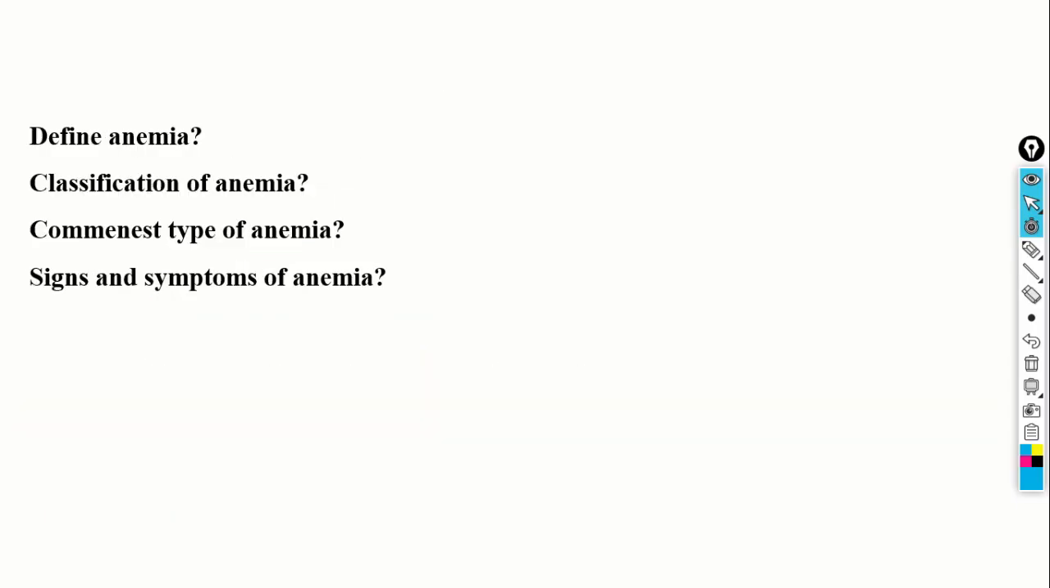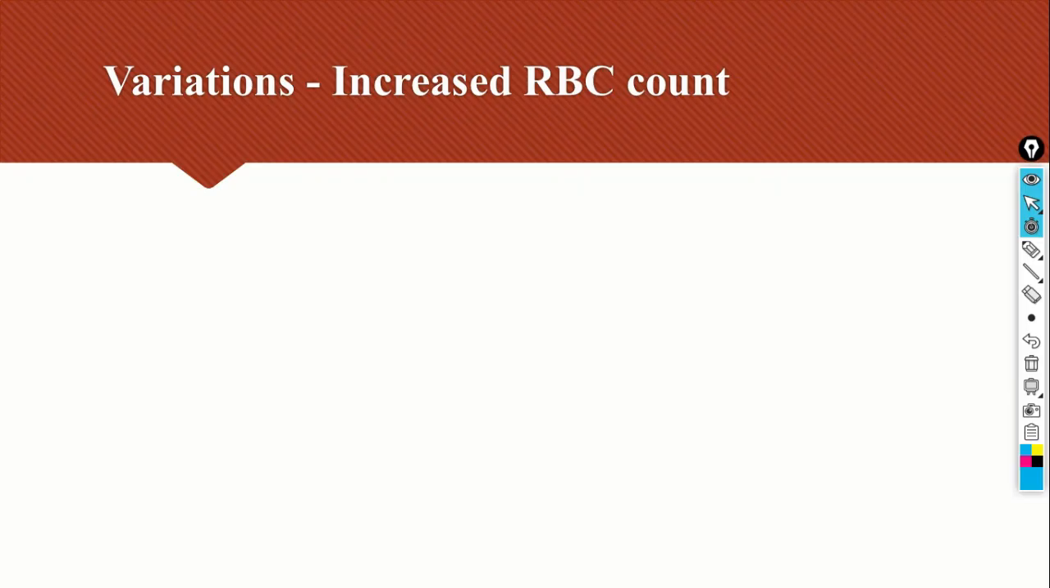Obviously, the secondary questions, if you are doing your viva in a good way, will be of this type: define anemia or name any condition where RBC is decreased. When you say anemia, we'll be moving on with questions like define anemia, what is the classification of anemia, the commonest type of anemia in India, that is iron deficiency anemia, you have to say, along with the signs and symptoms of anemia. So moving on to variations.